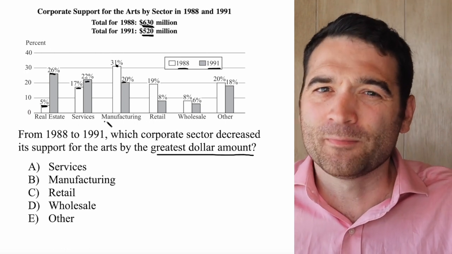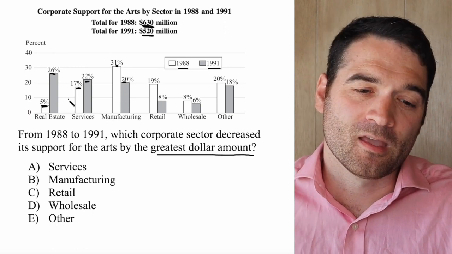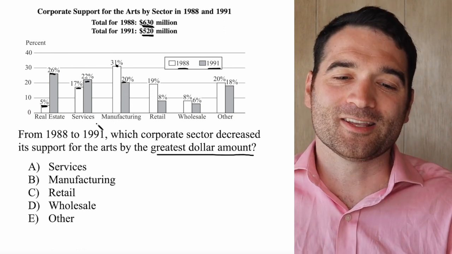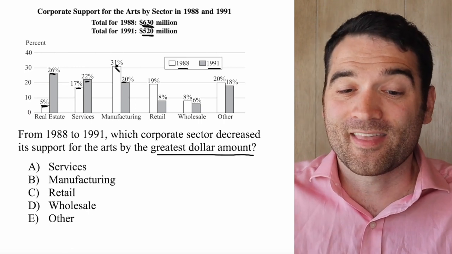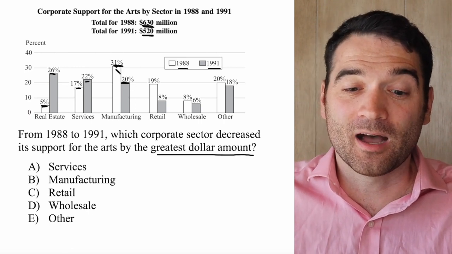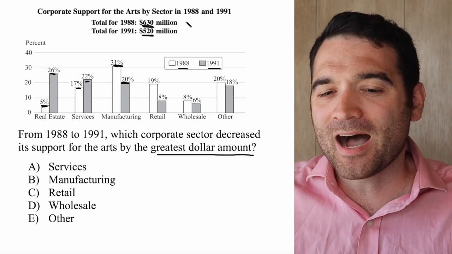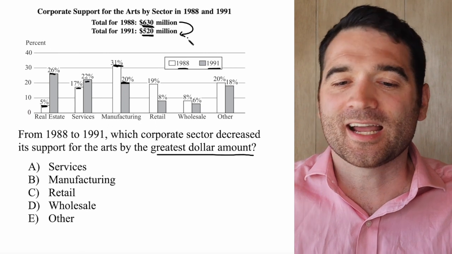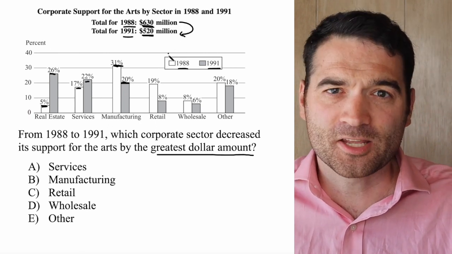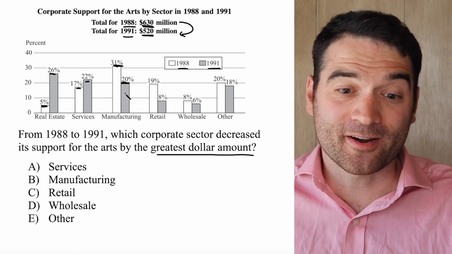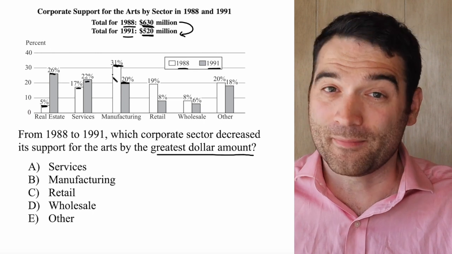But let's use a little bit of common sense, because remember, the GRE is a timed assessment. The sector that is going to have the greatest dollar decrease has to be one of the ones that also had a percent share decrease, right? The pie is getting smaller from 1988 to 1991. And if the pie is getting smaller, and your share is also getting smaller, well, then you've stopped giving quite a bit of money, right?